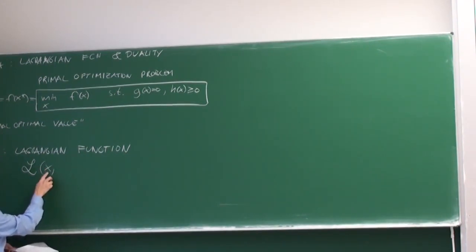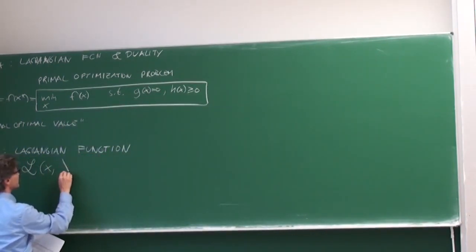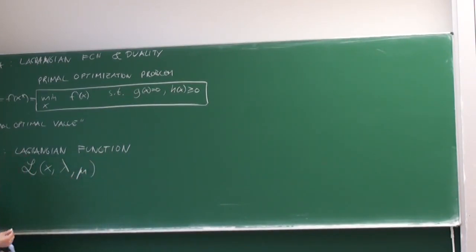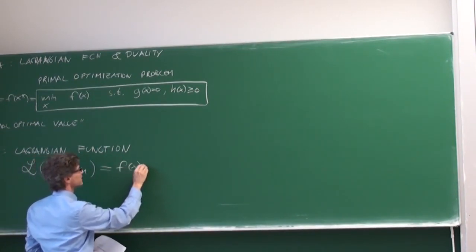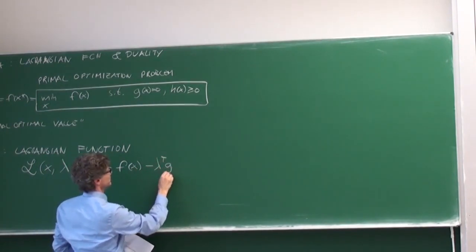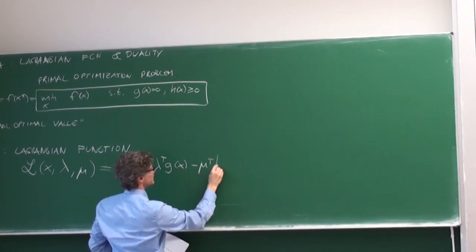And it is a function which depends not only on x, our variable on which all these things depend, but also on two other quantities, which we call lambda and mu. Greek letters, but vectors here. And the Lagrangian function is just the sum of our objective function minus lambda transpose g minus mu transpose h.